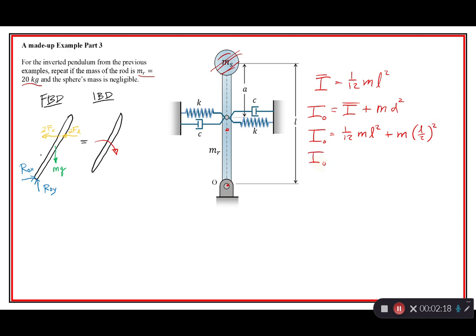And if you have IO as 1/12 ml squared plus 1/4 ml squared, the common denominator is 12 right here. So we could turn this into 3/12, right? That's 1/4. And so IO is equal to 1/3 ml squared. And many people will just memorize that because it comes up a lot. So we want IO theta double dot.